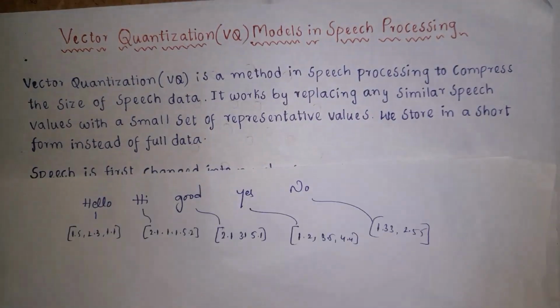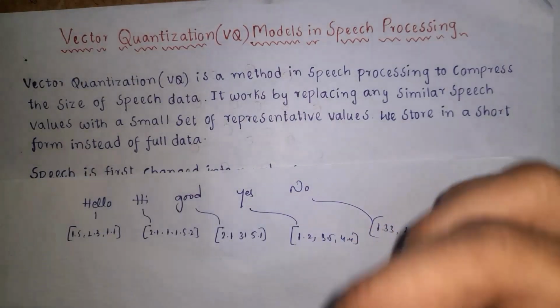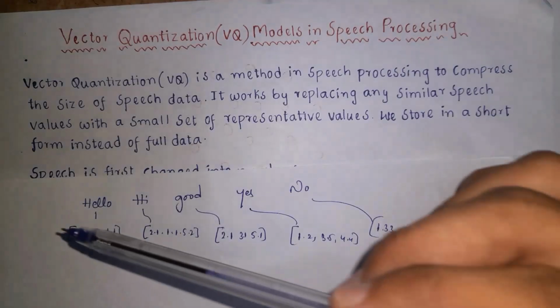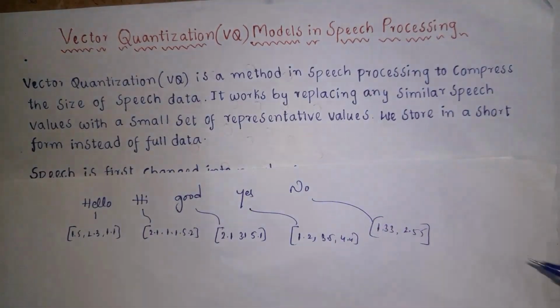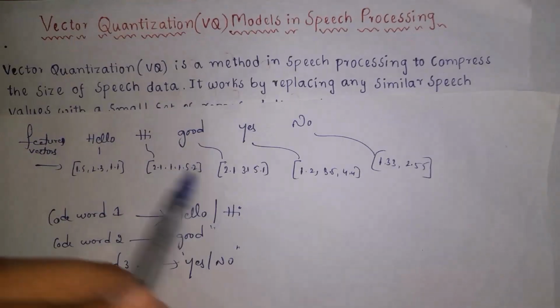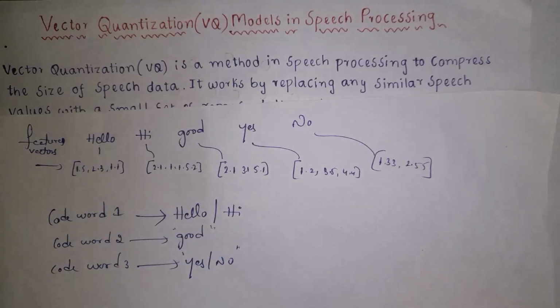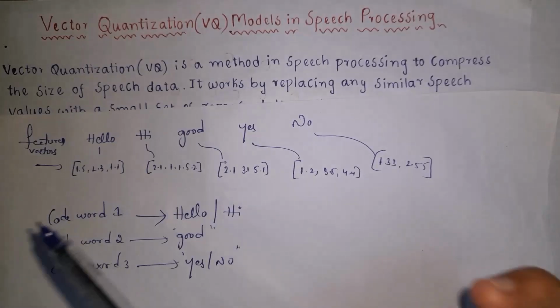Guys, whatever we speak, the system cannot understand it directly. Instead, the system will convert our speech into numbers, and based on these numbers, the system will understand our speech. We call these numbers feature vectors. So all these are feature vectors. And this vector quantization method will reduce speech data size by dividing all these vectors into various groups based on similarities. For example, if you consider hello and hi, based on patterns, the vector quantization method will understand that these both are similar. So these both will form one group.